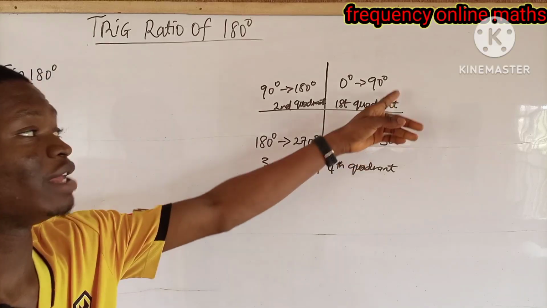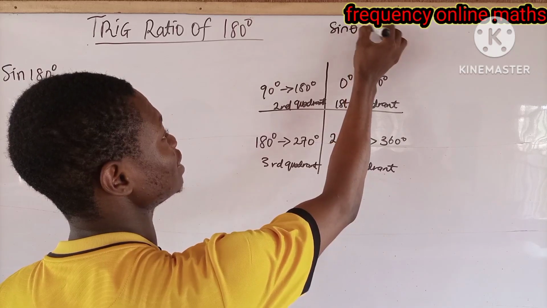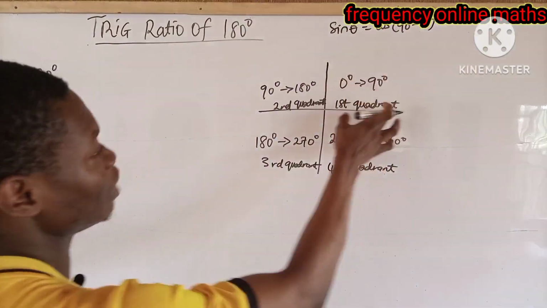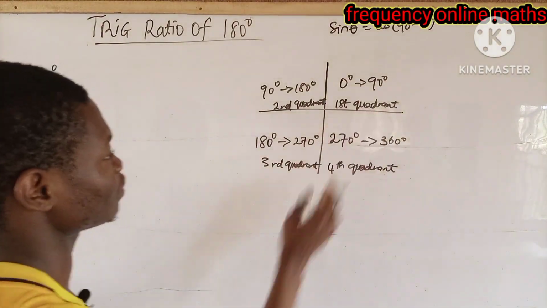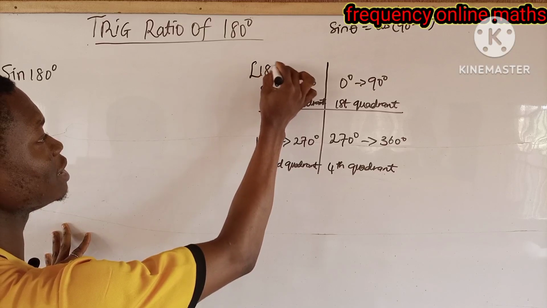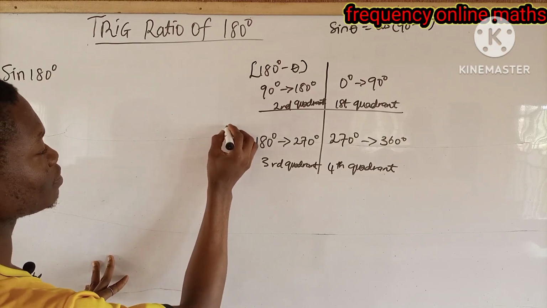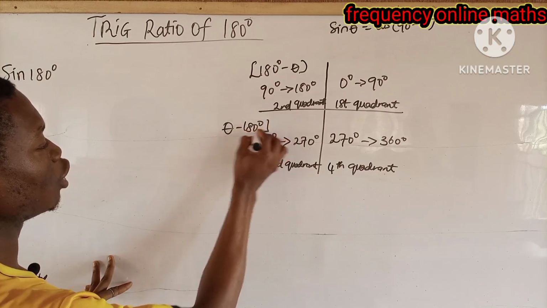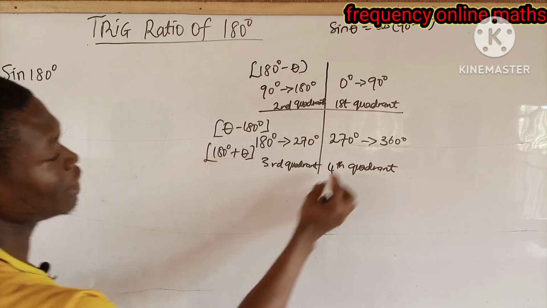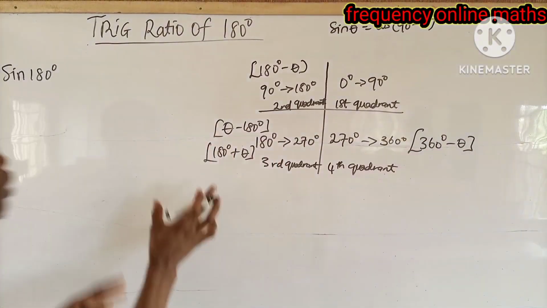In order to find the values of the angles in the first quadrant, you can just use this formula: sine theta is equal to cos bracket 90 minus theta. To find the angles in the second quadrant, the formula is 180 degrees minus theta. For the third quadrant, it is theta minus 180 degrees or 180 degrees plus theta. The formula for the fourth quadrant is 360 degrees minus theta. So we are going to apply it here.